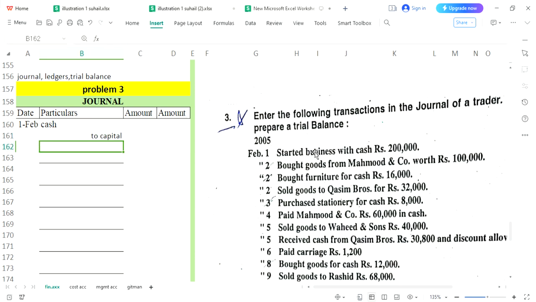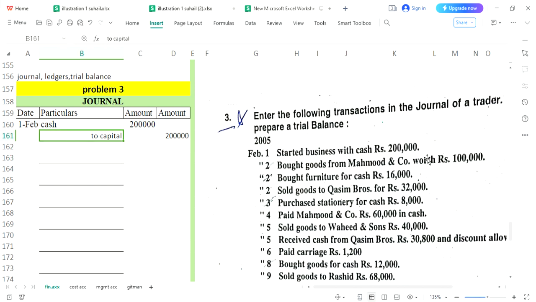Here our entry has been completed. Cash to capital. Started business with cash means cash is coming in, and capital is a liability. We will now put the amount. See here, the amount is 2 lakh. So you put 2 lakh on the debit side and the same amount on the credit side. So 2 lakh on the debit side, 2 lakh on the credit side. In this way, the entry for 1st Feb is completed and we have marked it as done by putting an ending line after it.